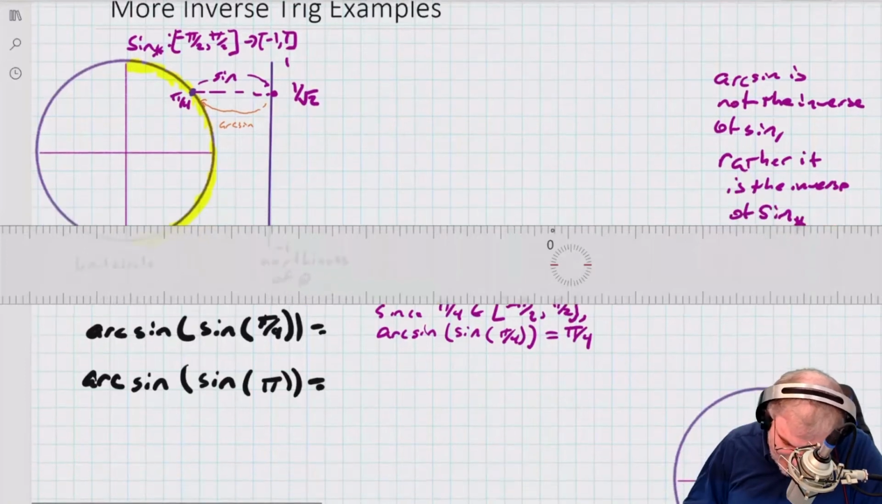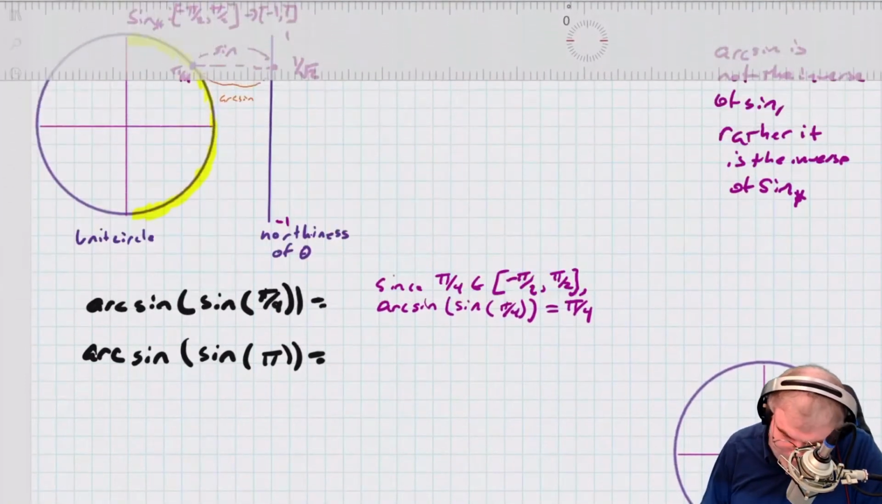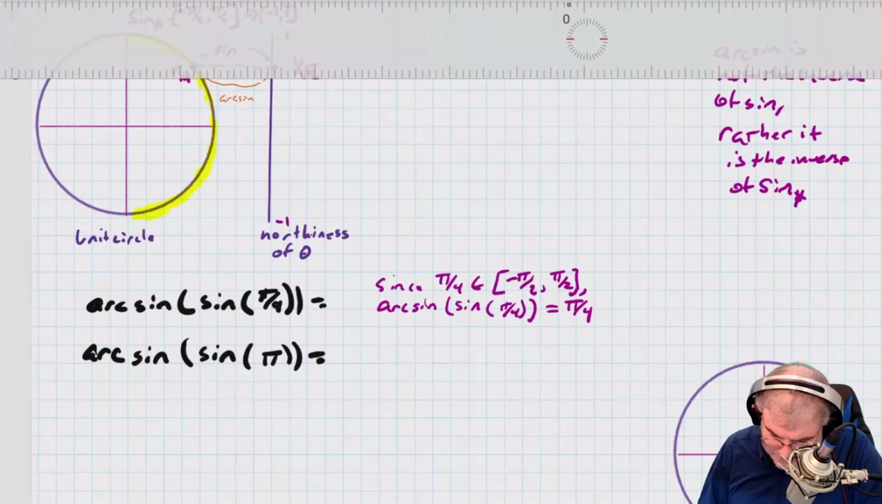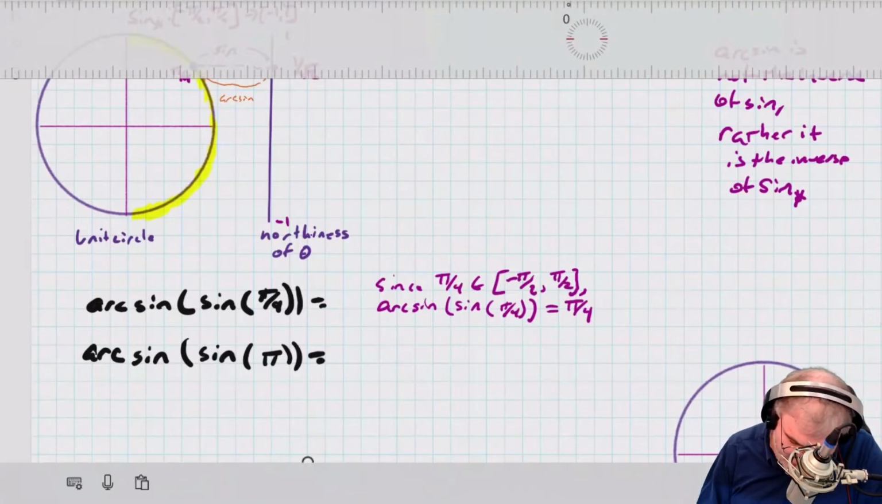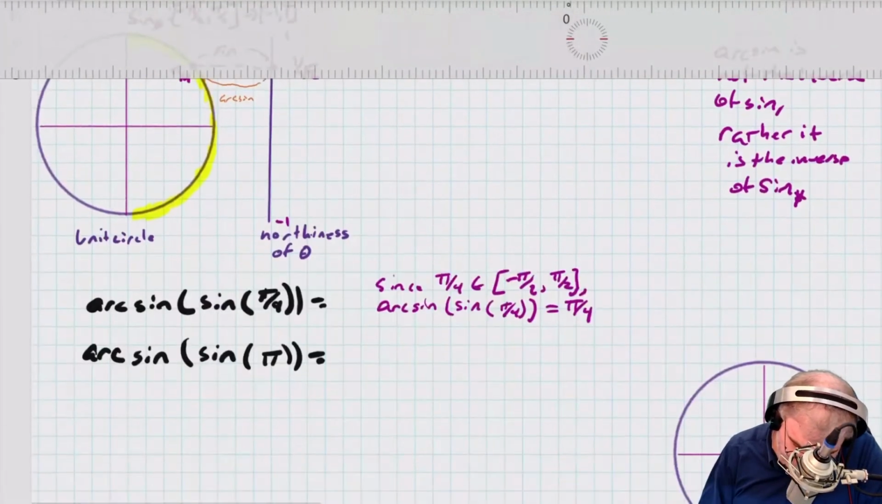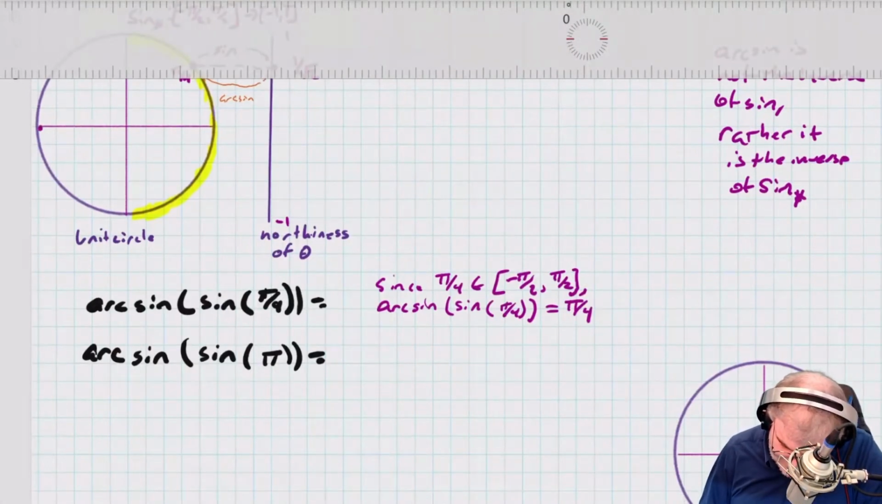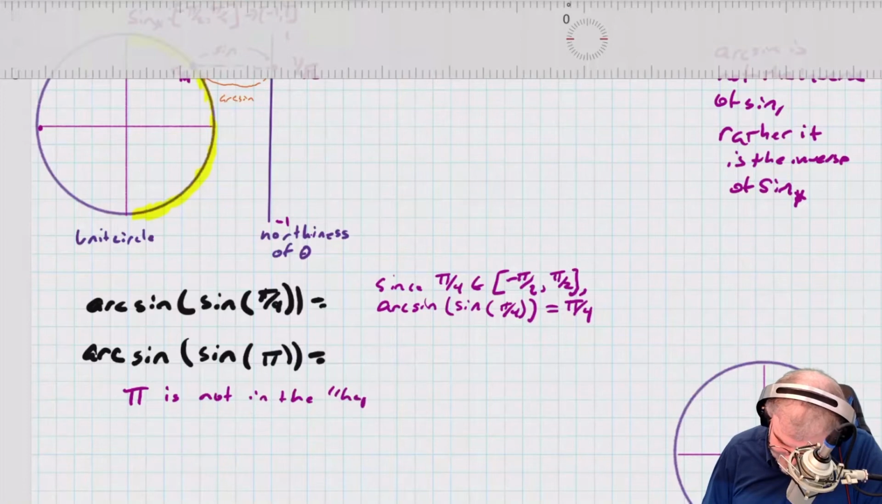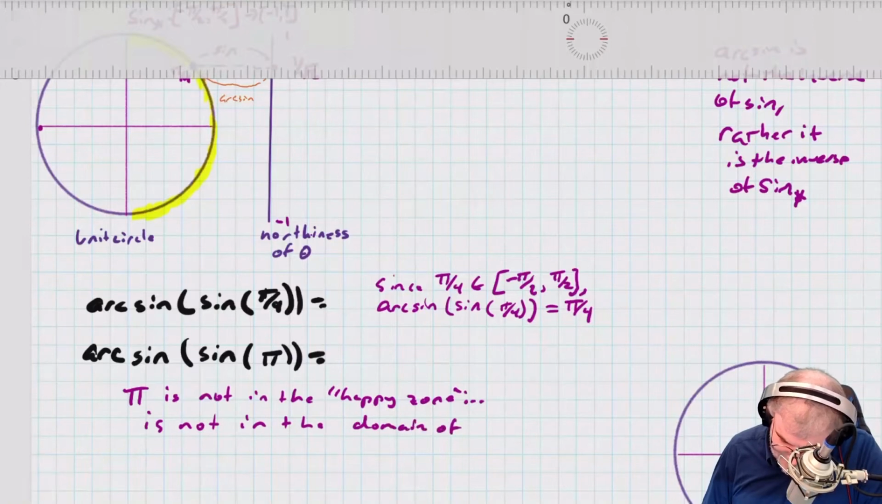Okay, so because I'm in the happy zone, these are actually inverses. But let's look at what happens with pi here. With pi, oops, I'm not in the happy zone. Pi is not in the happy zone. Is not in the domain of sine star.